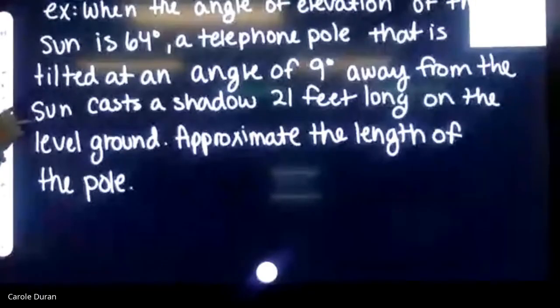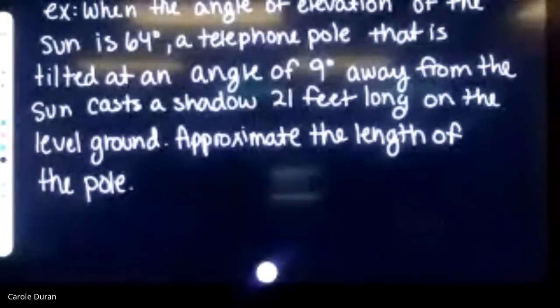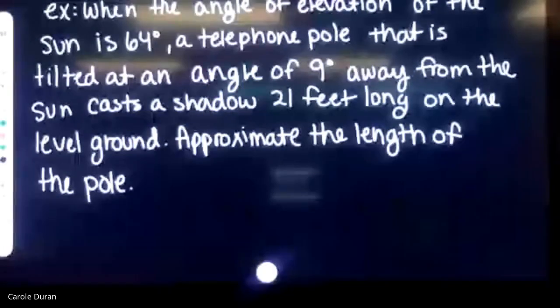So this problem says, when the angle of elevation of the sun is 64 degrees, a telephone pole that is tilted at an angle of 9 degrees away from the sun casts a shadow 21 feet long on level ground. Use this to approximate the length or height of the pole. This is the last example we're going to do.